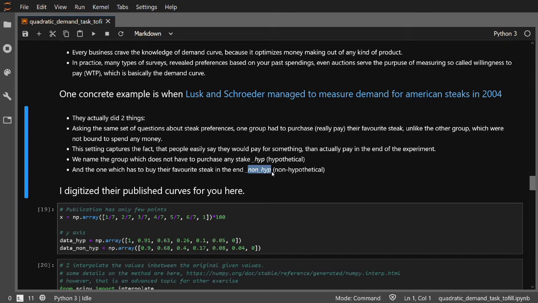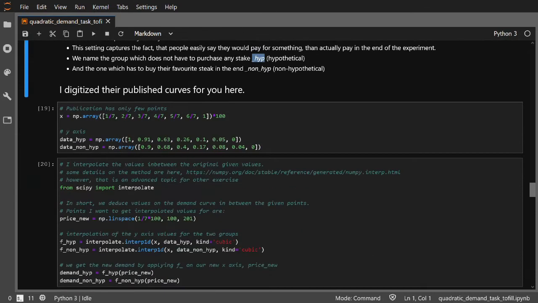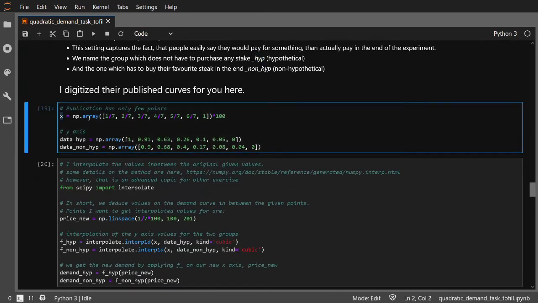The other group, which had to answer the same set of questions but didn't have to buy the steak in the end, is denoted as hypothetical. Now, for the purpose of this exercise, I have digitized their published curves from the study. They consist of x values, which is basically the price axis, and there are 7 in total, and corresponding hypothetical and non-hypothetical demand values, 7 of each.